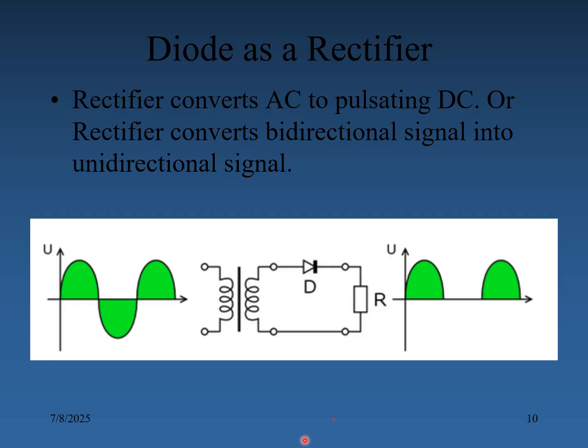Then in the negative half, minus plus, the P terminal is given to the negative and the N terminal is given to the positive. The diode is in reverse bias. Reverse bias means it acts as an open circuit, so there is no flow. The entire voltage we have given is blocked here, and we are taking output across the resistor. The output across the resistor is 0. So in the negative half cycle the output is 0, and in the positive half cycle the output is the same as the input. Like that, the bidirectional signal is converted into a unidirectional signal. This is one of the applications of the diode.